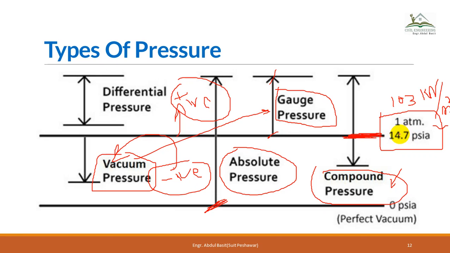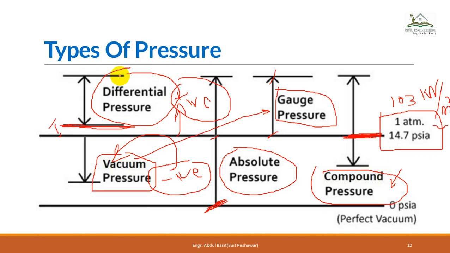Okay, if some pressure is measured relative to some point or datum line other than atmospheric pressure and absolute zero, but it is greater than atmospheric pressure, so the datum line is placed at a point above atmospheric pressure, that is called differential pressure.